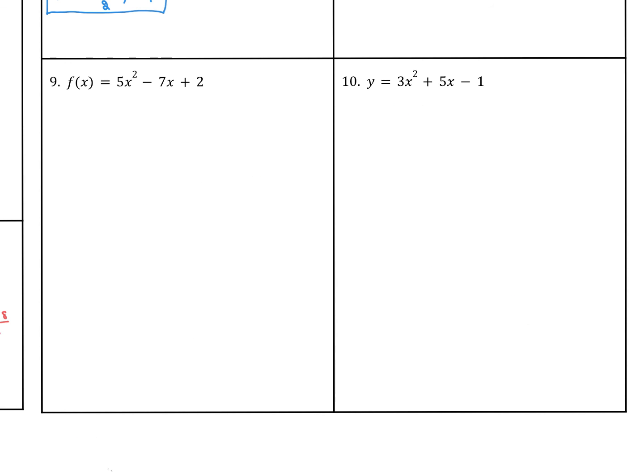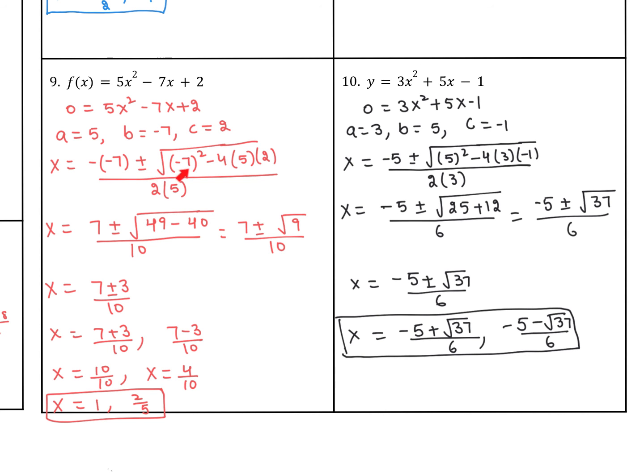Next is number 9. You're going to put that equal to 0. And then you're going to have A as 5, B negative 7, and C is 2. The formula is negative B plus or minus the square root of B squared minus 4 times A times C. And this is going to be positive 7 plus or minus the square root of 49 minus 40. And that's going to be 7 plus or minus square root 9 over 10. The square root of 9 is 3. So that's going to have 7 plus 3 over 10 and 7 minus 3 over 10. That's going to be 10 over 10, that is 1, and 4 over 10, that's 2 over 5.